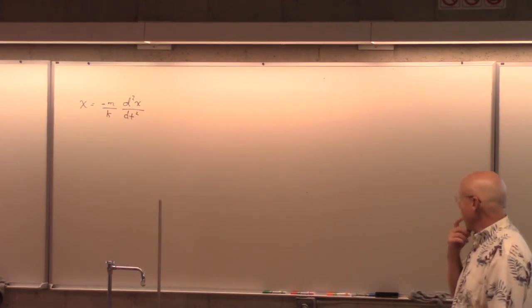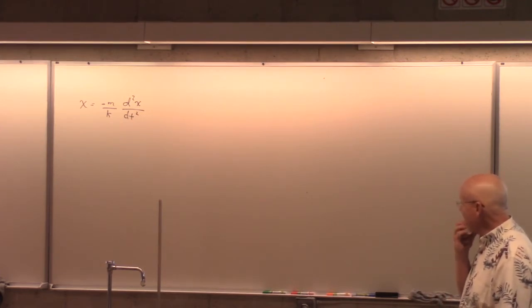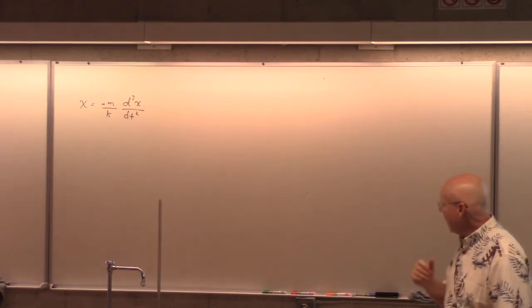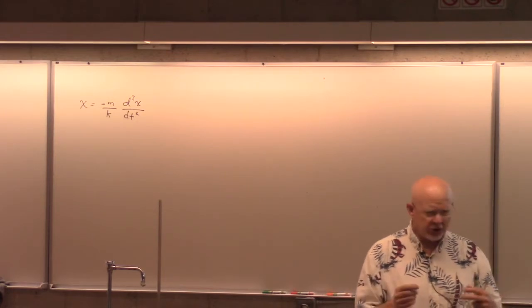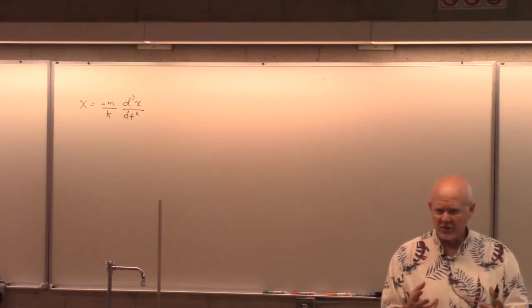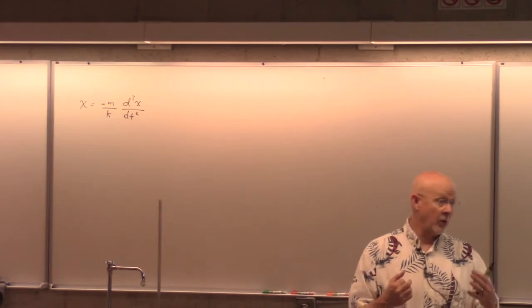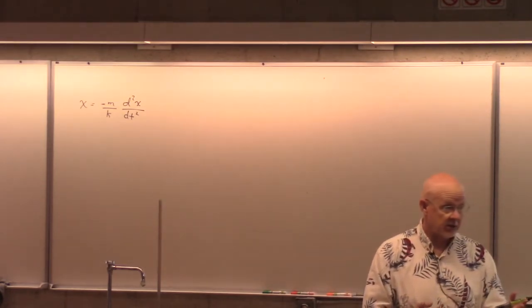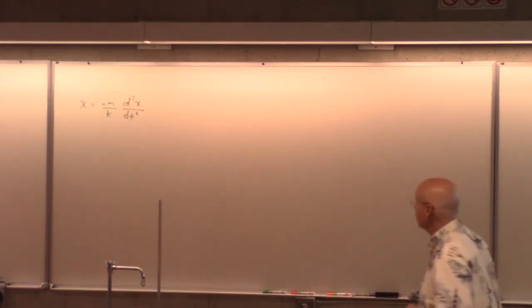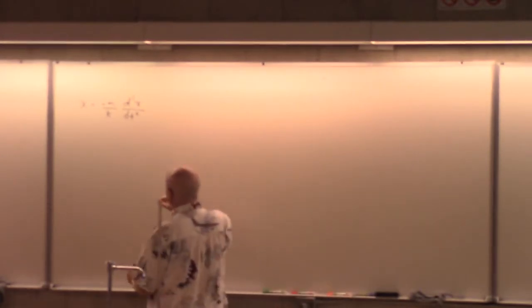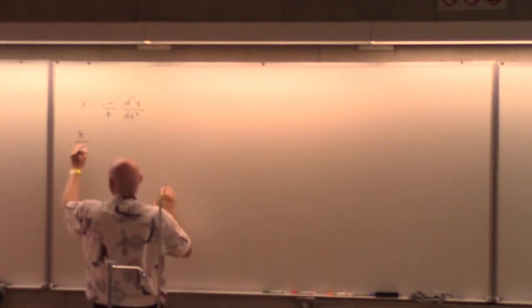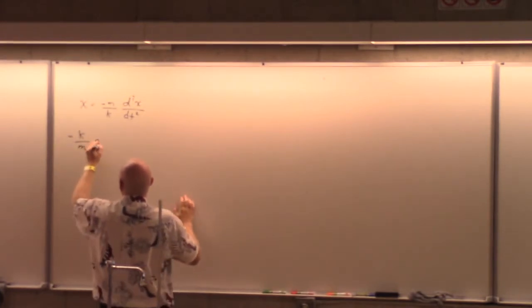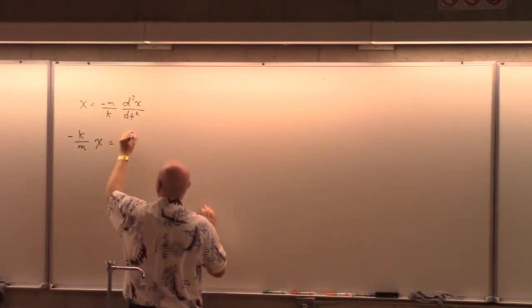So here's what I'm going to do. I'm going to say, why don't we solve this one not so much in a formal way, but just use our experience and what we remember from calculus. Let me take one more step. Let me move the k and the m and the negative together with the x.